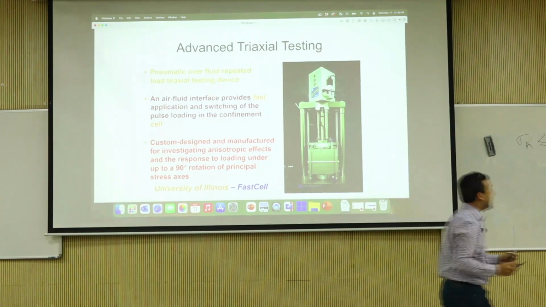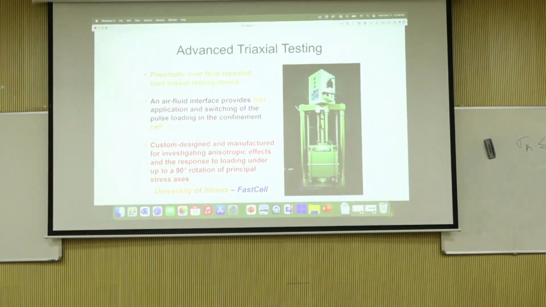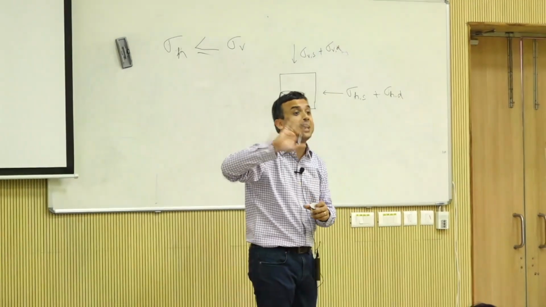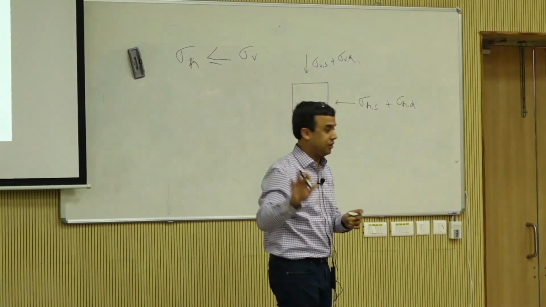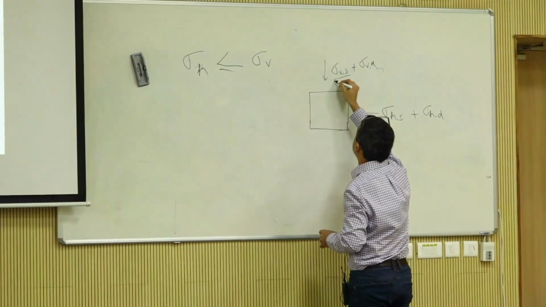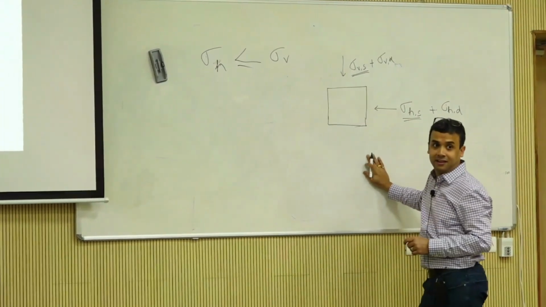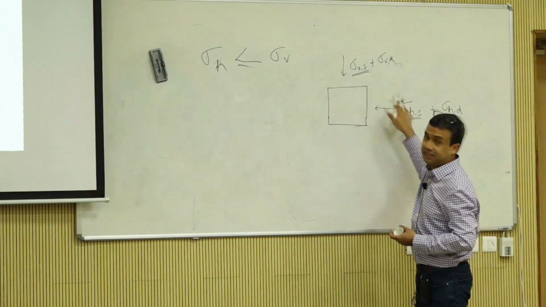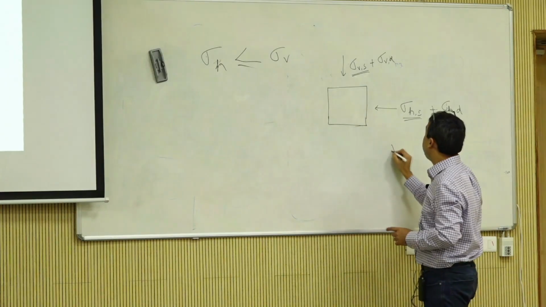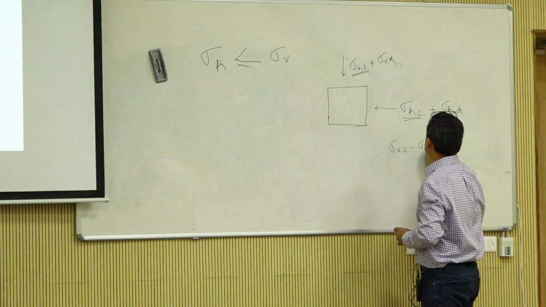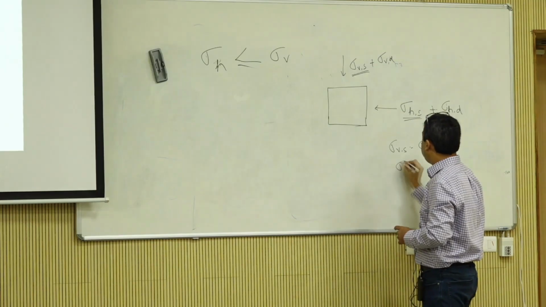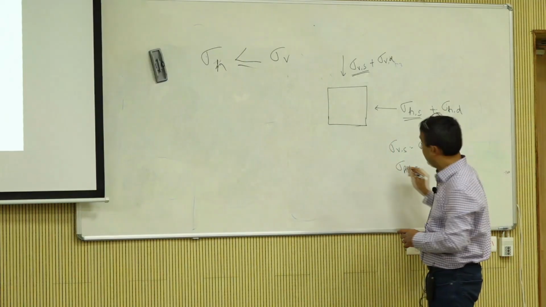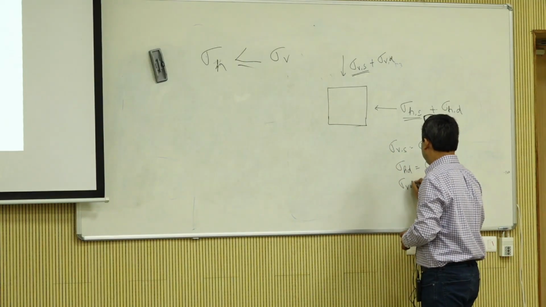Now what can I do? If I want to run a standard, conventional triaxial test that you have been running, and we're talking resilient modulus, not shear strength, what should be the relationship between sigma Vs and sigma Hs? S stands for static. They are the same, right? So sigma Vs is equal to sigma Hs, and what is sigma Hd? 0. And what is sigma Vd?